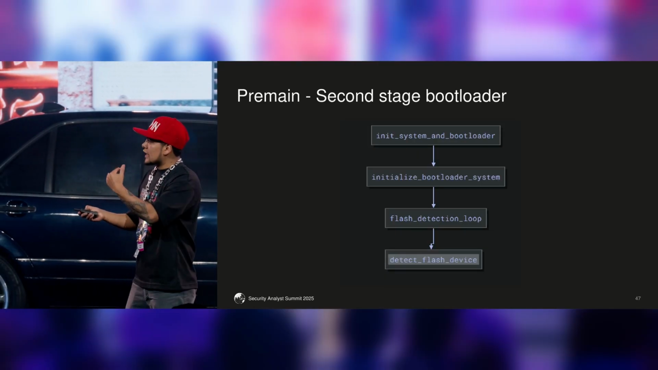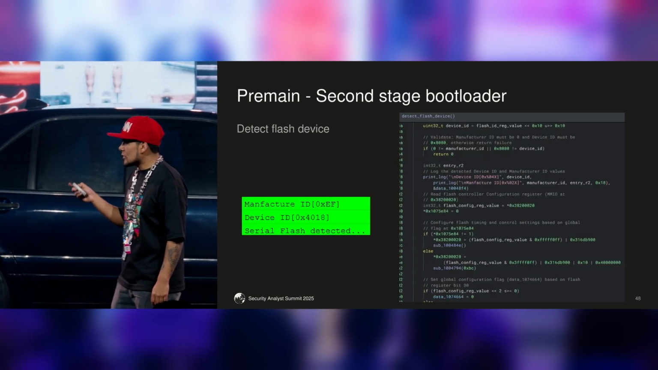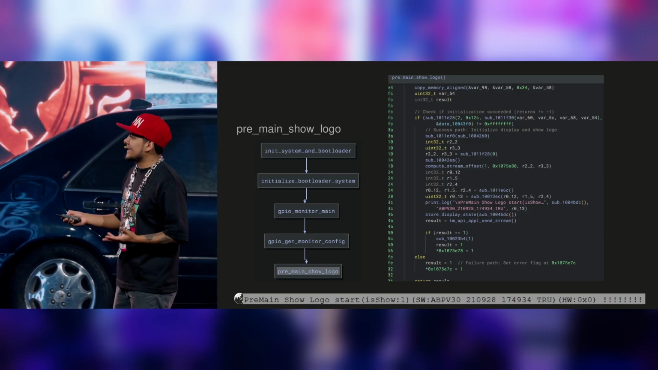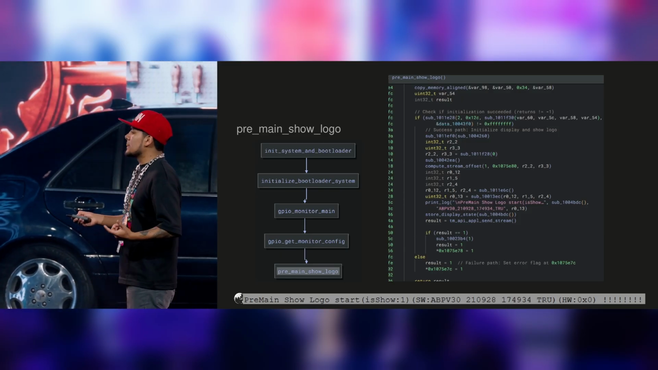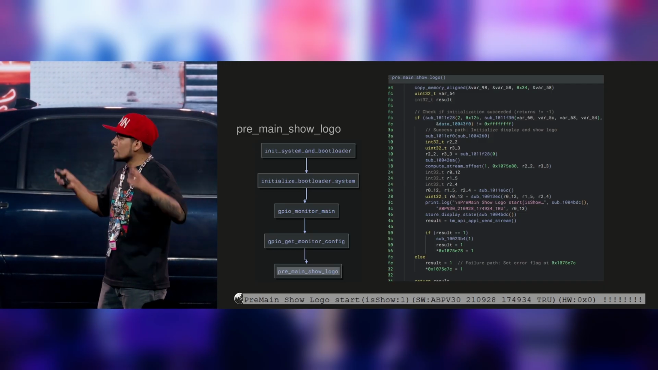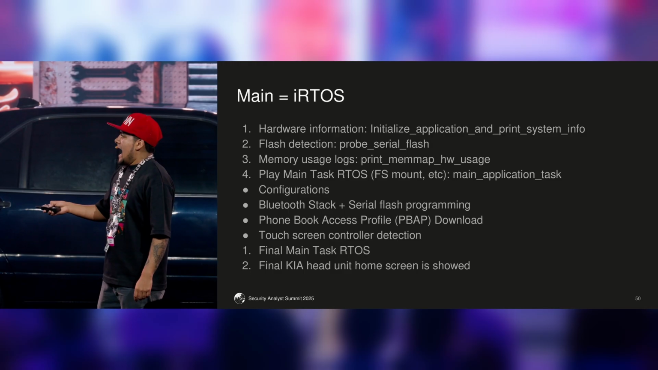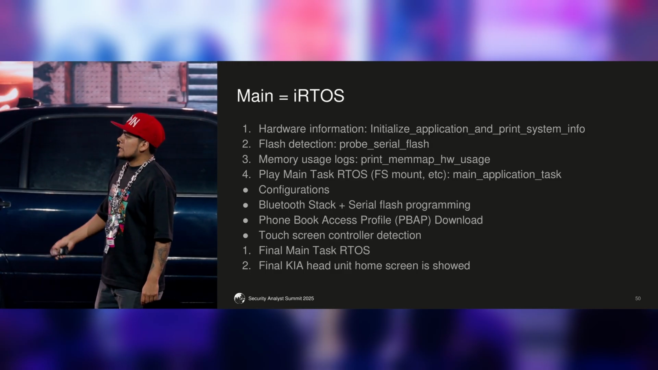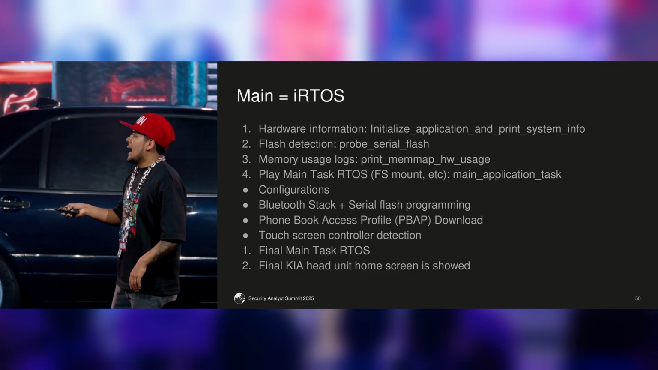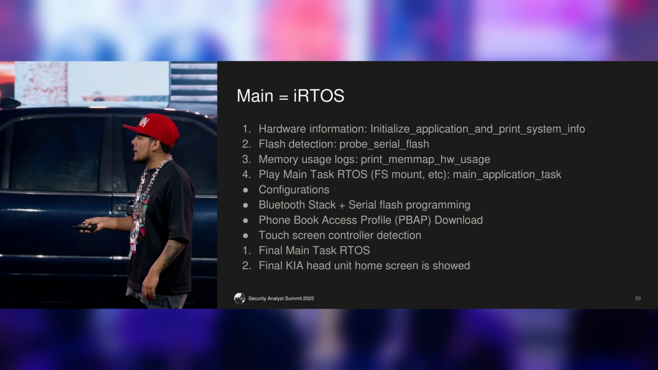So these are the functions that are held in the pre-main, in the second stage bootloader. You know, detect the flash device, the manufacturer IDs, device ID detection, the GPIO monitor main, and so on. Here appears the Kia logo when you power on the head unit. These are the principal tags of my real-time operating system task. Okay, first of all, hardware information. Flash detection, memory use logs, print and map.